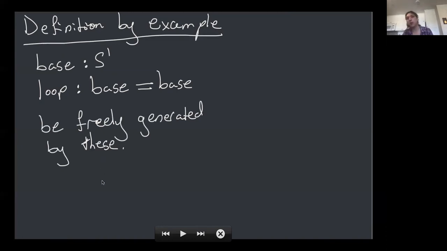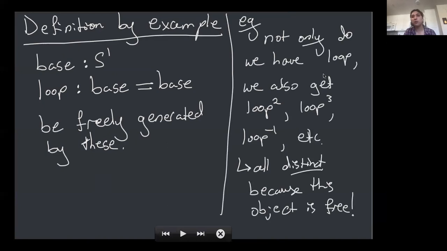So what do I mean by that? Well, one definition of freeness is, in the same way that for the naturals, not only do I get zero and the successor of zero, I also get the successor of the successor of zero, and all of these have to be different because the object is free. There aren't allowed to be bonus relations between these. Similarly, not only do we get loop, we also get loop composed with loop, which is another path from base to itself, and loop cubed. We also get loop inverse, and all of these things have to be different because the object is free.